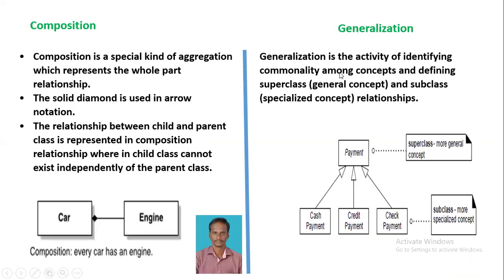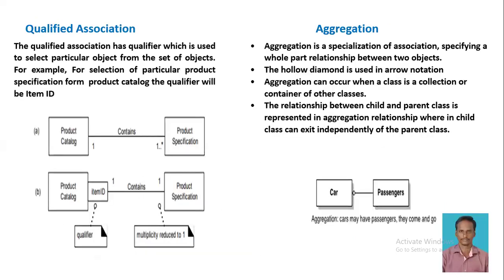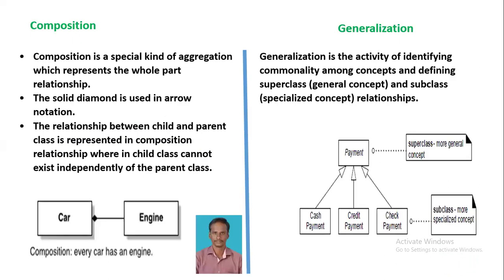And next, composition. Composition is a special kind of aggregation which represents the whole-part relationship. The solid diamond is used in arrow notation. So you should know the difference. Aggregation has a hollow diamond and composition has a solid diamond in the arrow notation. The relationship between child and parent class is represented in a composition relationship, wherein the child class cannot exist independently of the parent class. So here a car can have an engine.